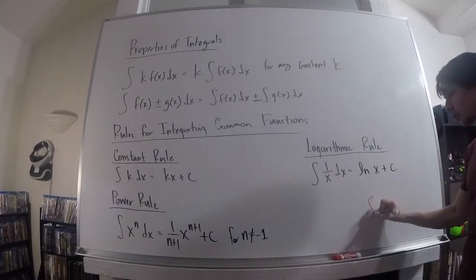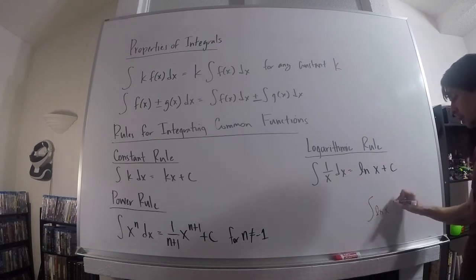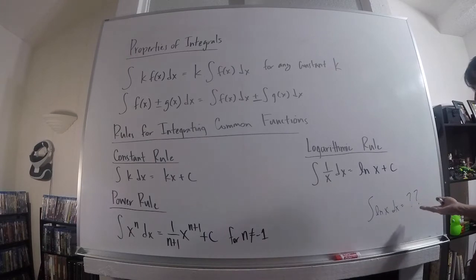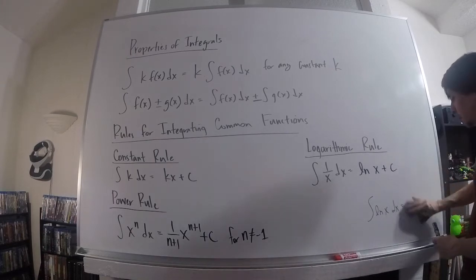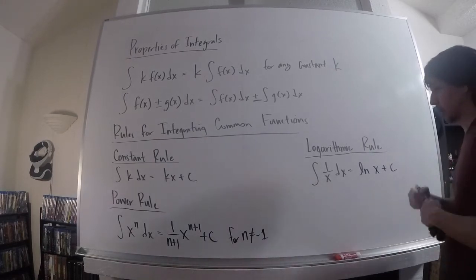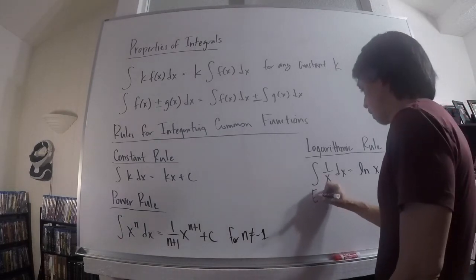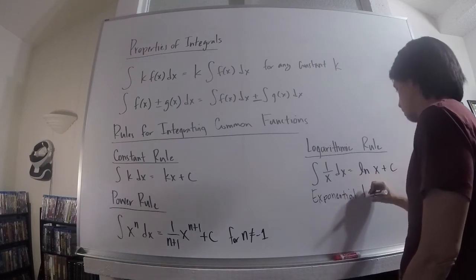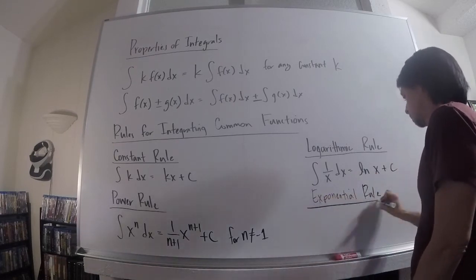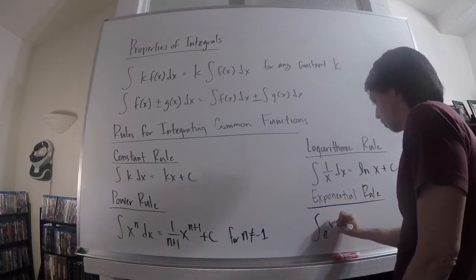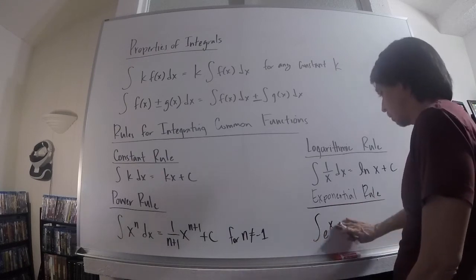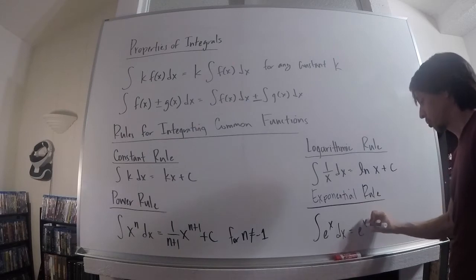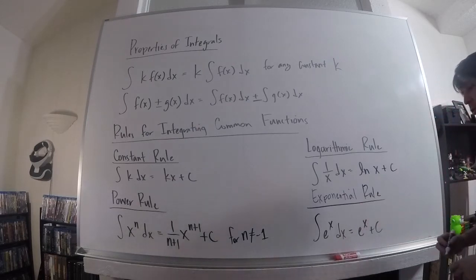You can't at this stage do antiderivative of ln of x. That is nothing that we can handle right now. It's not 1 over x. We don't know what that is. That'll be a later thing in the next semester. Exponential rule. The derivative of e to the x was e to the x. Therefore, the antiderivative of e to the x is also e to the x plus the constant of integration.